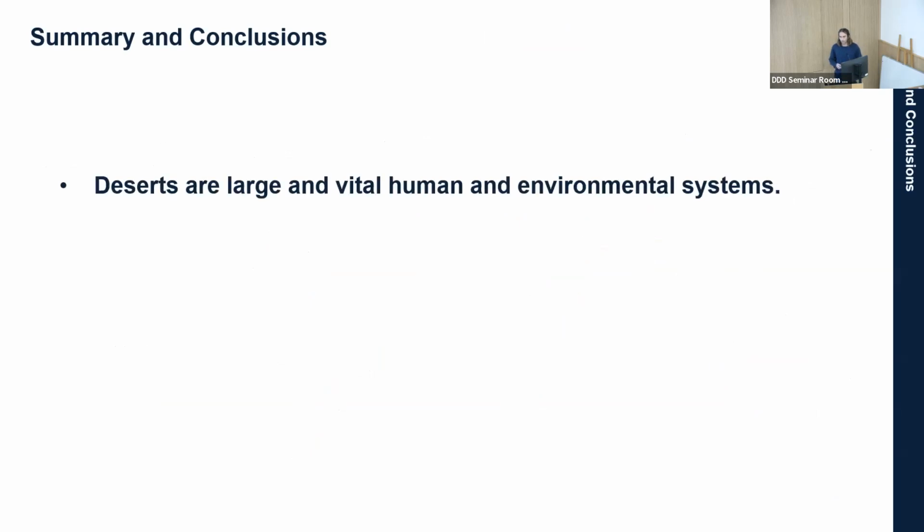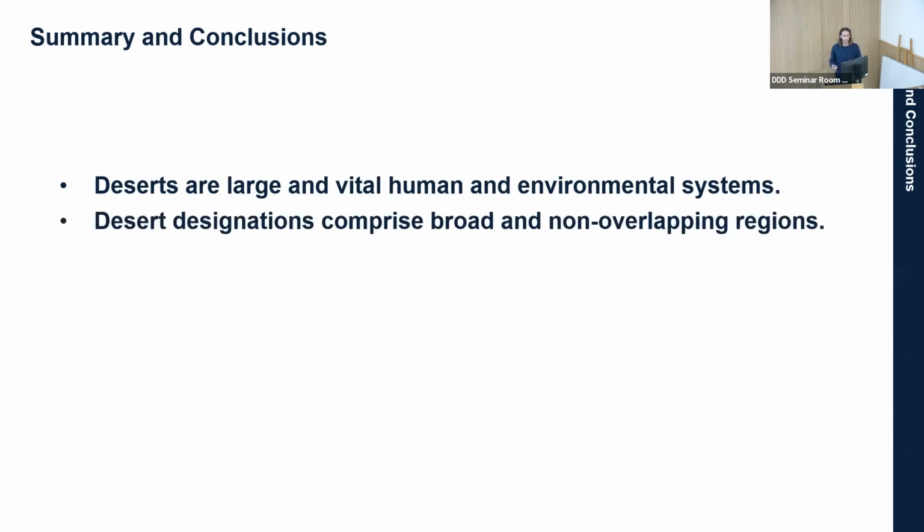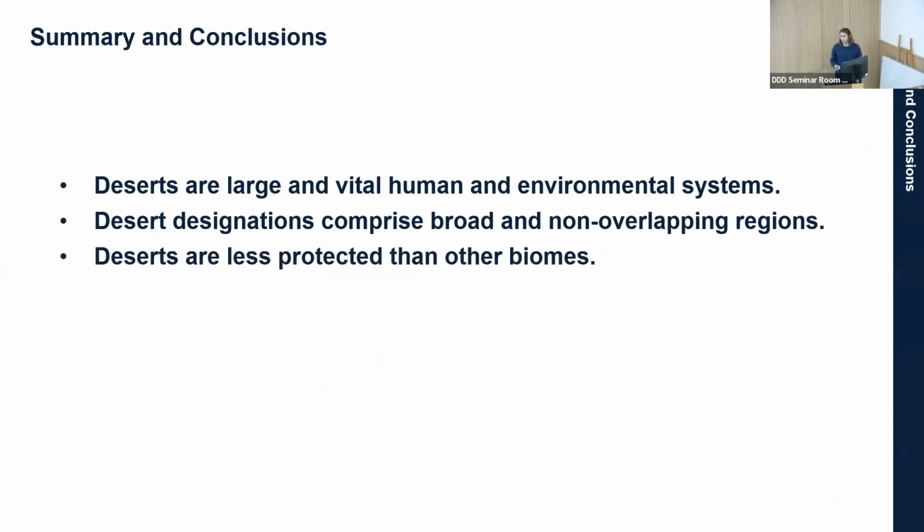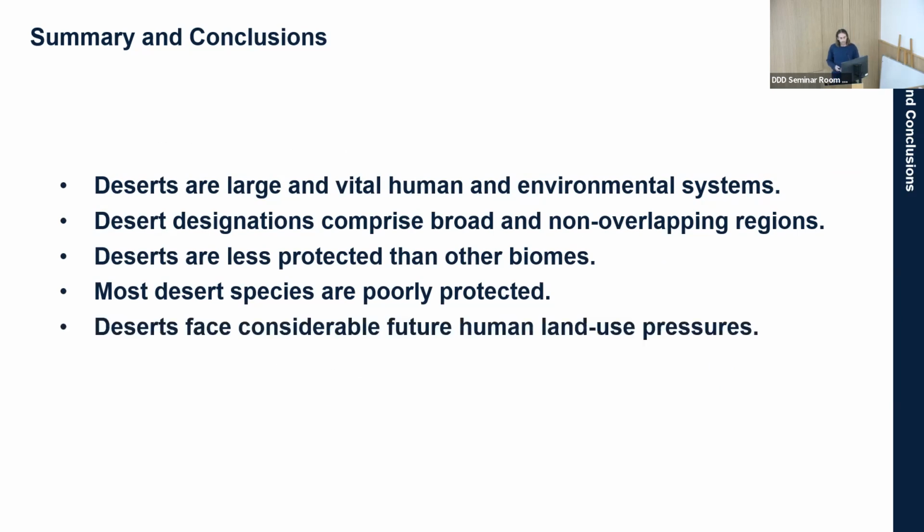So to conclude, deserts are large and vital human and environmental systems. A gap persists in our understanding and appreciation of deserts. Different designations are broad and non-overlapping, based on different approaches to categorizing deserts, with implications for how we communicate and manage deserts. Deserts are less protected than other biomes, with implications for conservation and desert species because the vast majority are poorly protected. Finally, deserts face considerable future human land use pressures, threatening the future integrity of deserts.